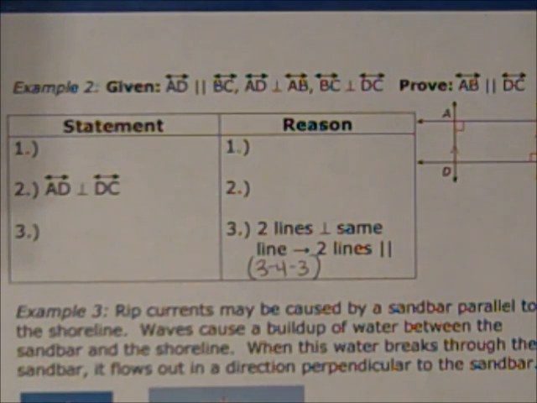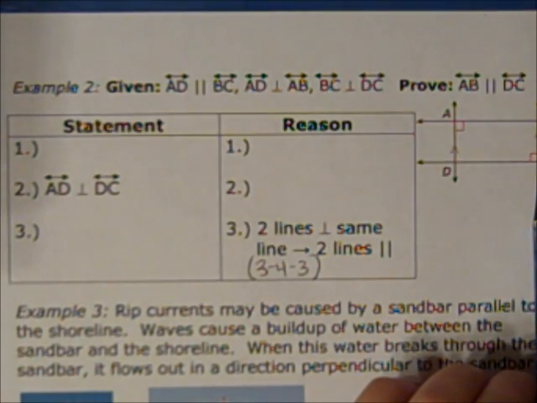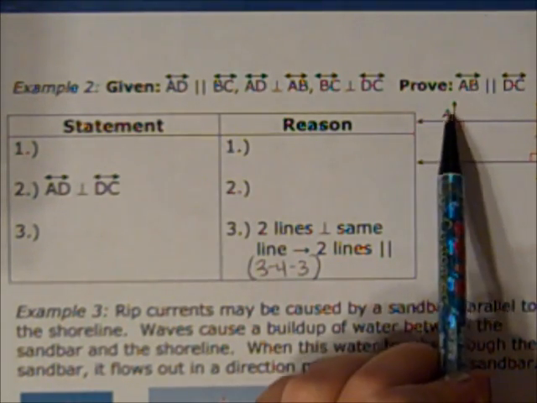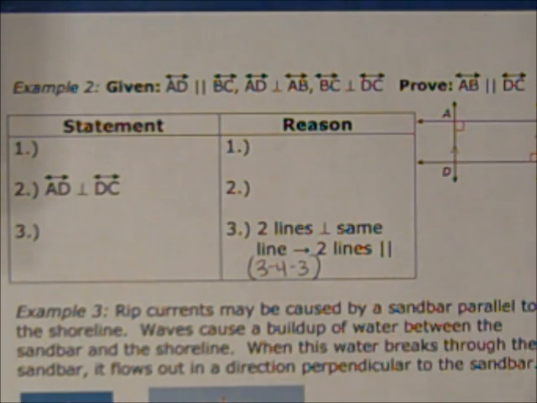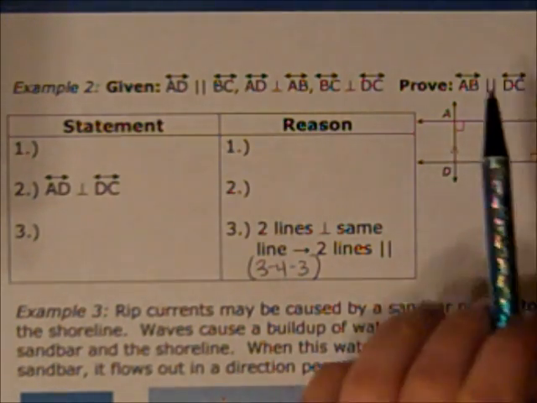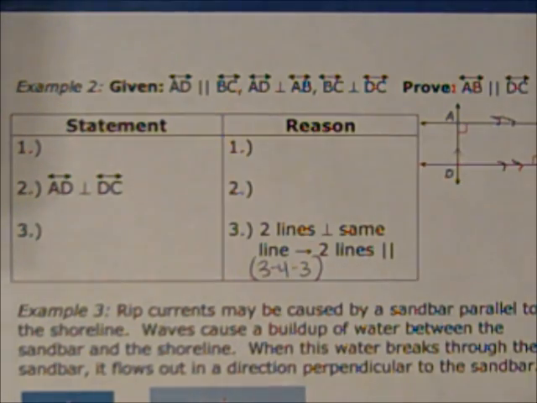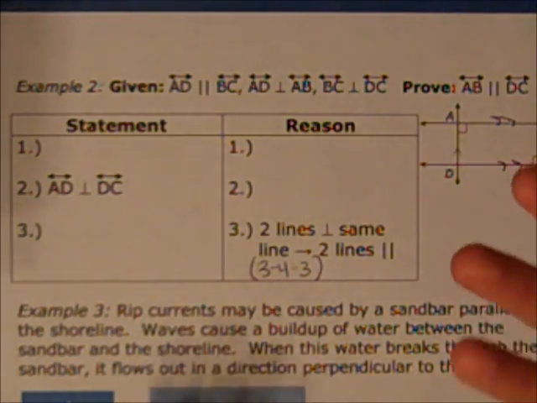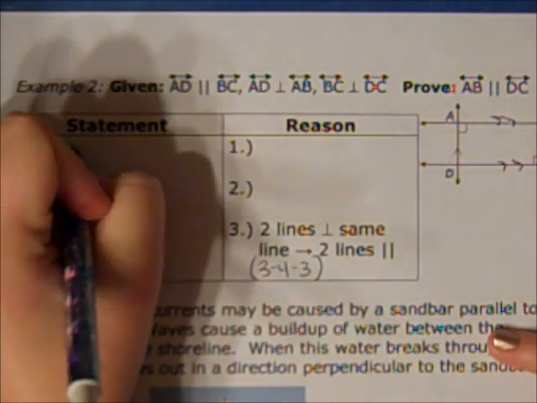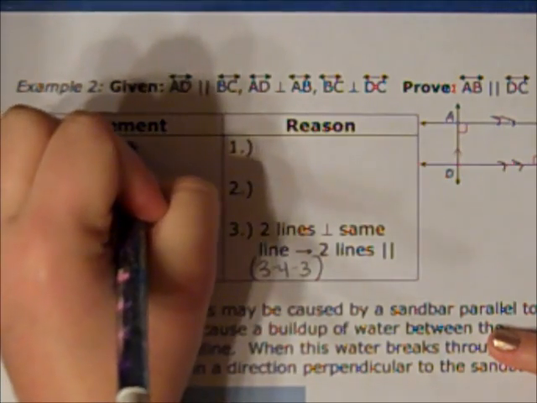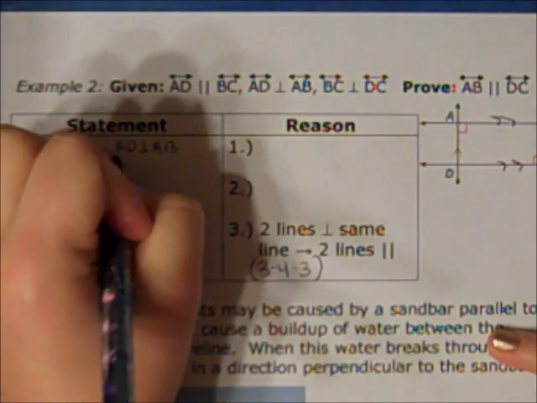Here we go. So I know that if AD is parallel to BC, that's already marked. AD is perpendicular to AB, that's marked with this right angle. And BC is perpendicular to DC. I want to prove that that must mean these top and bottom lines have to be parallel as well. Okay. So it's only a three-step proof, so we must be shoving all of our givens into this first statement. AD is parallel to BC, AD is perpendicular to AB, and BC is perpendicular to DC.